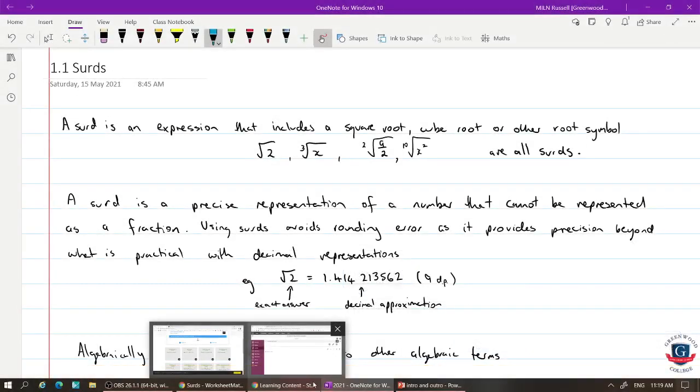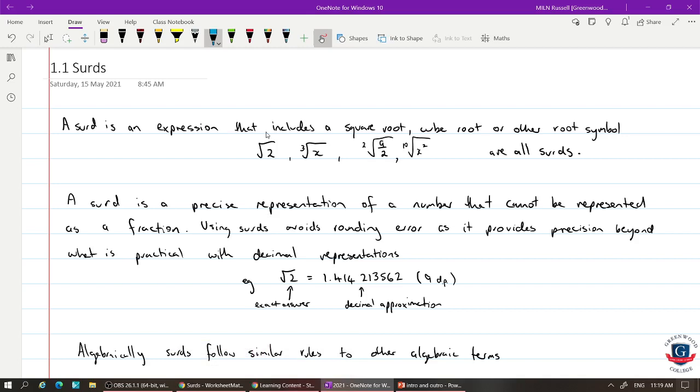Hi everybody, I thought we'd have a quick look at surds and a bit of revision. A surd is an expression that includes a square root, a cube root, or another root symbol. Over here I've got some examples: root 2, cube root of x, the square root of a on 2, the 10th root of x squared. They're all surds.